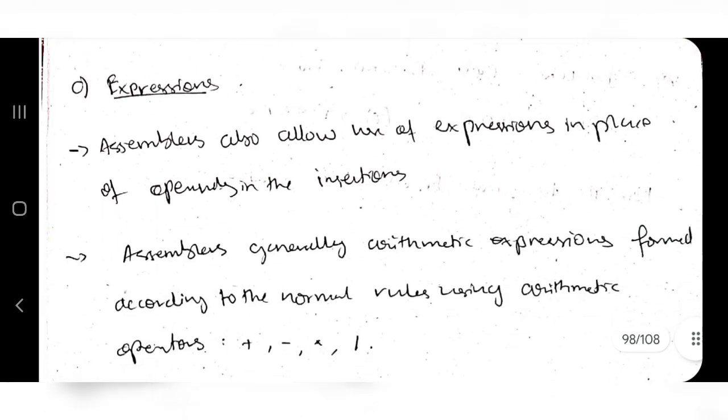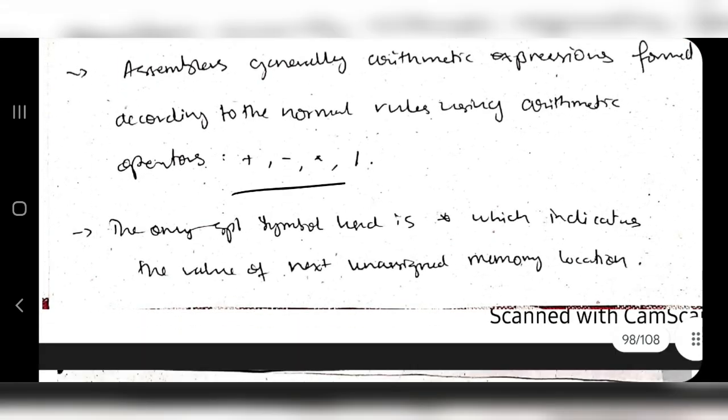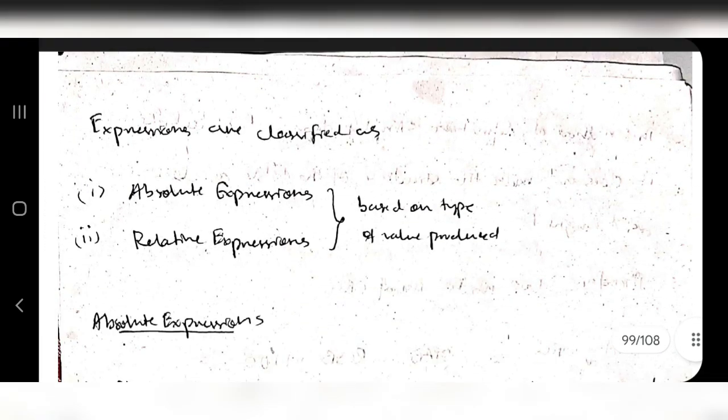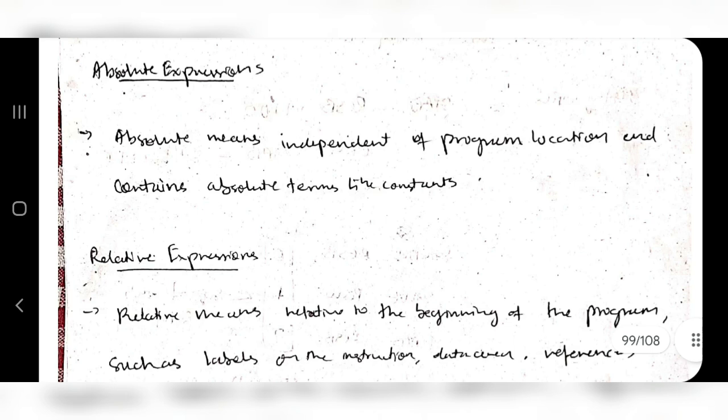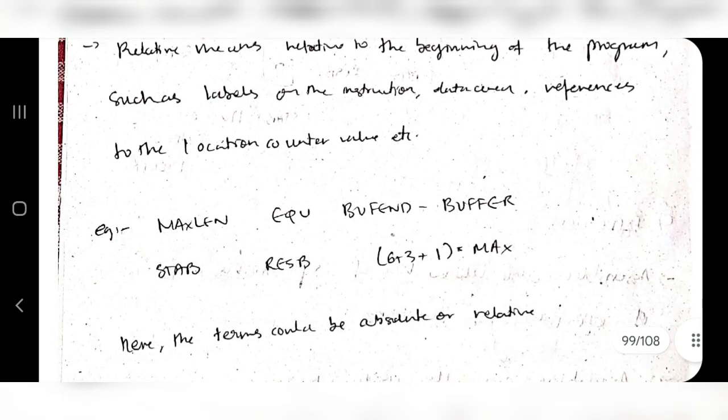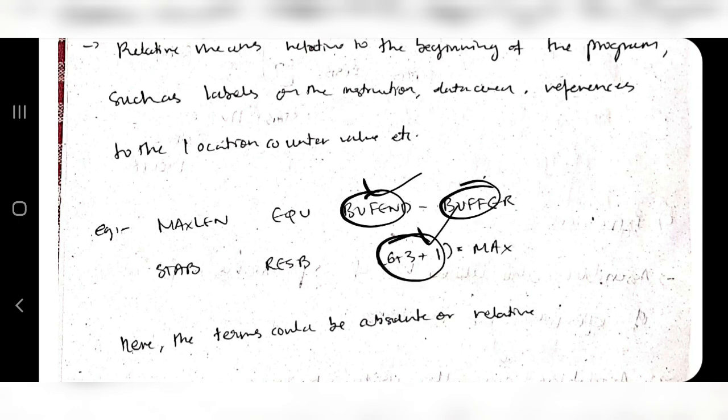Okay, the third one is the expressions. Expressions are arithmetic expressions like plus, minus, multiply, divide, and the expressions are classified as absolute expressions and relative expressions based on the type of the value produced. Absolute expression means it will contain absolute terms like the constants. Relative expression means it will not contain the actual values, but rather variables. Okay, this is the absolute, this is the relative.